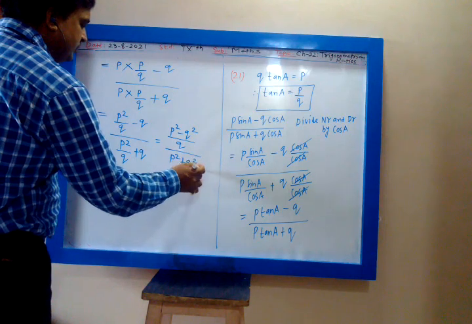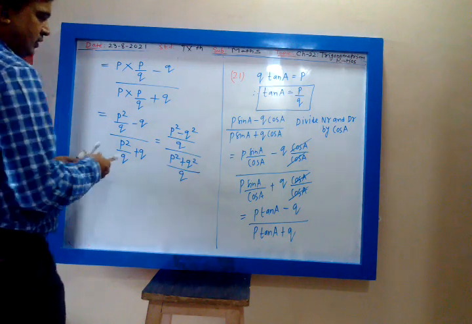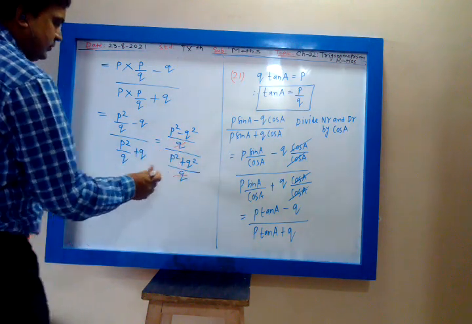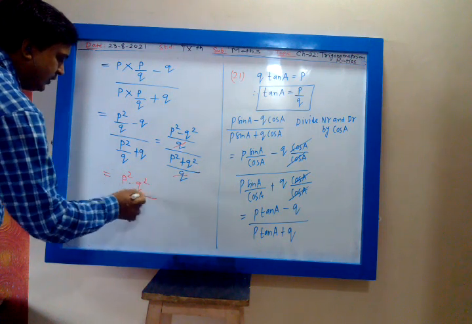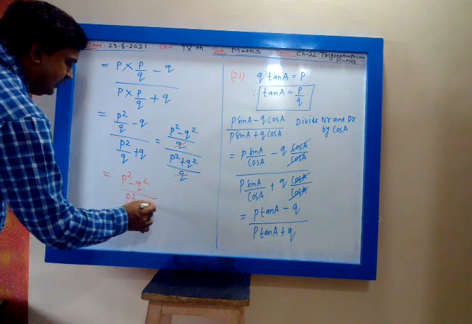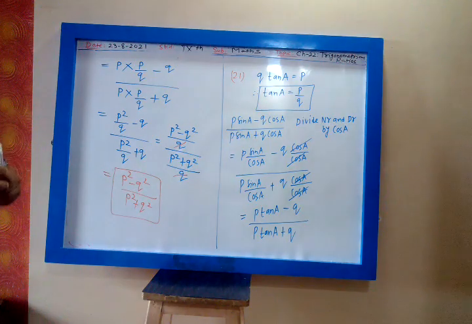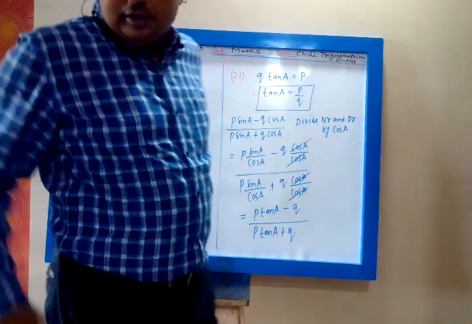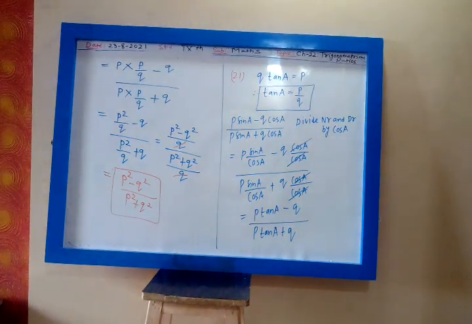Then Q get cancelled, Q get cancelled. So what is left? P square minus Q square upon P square plus Q square. Yes, this is the answer. What answer did all of you get? Same answer or different answer? Correct it and keep it in the register. Okay, same answer.